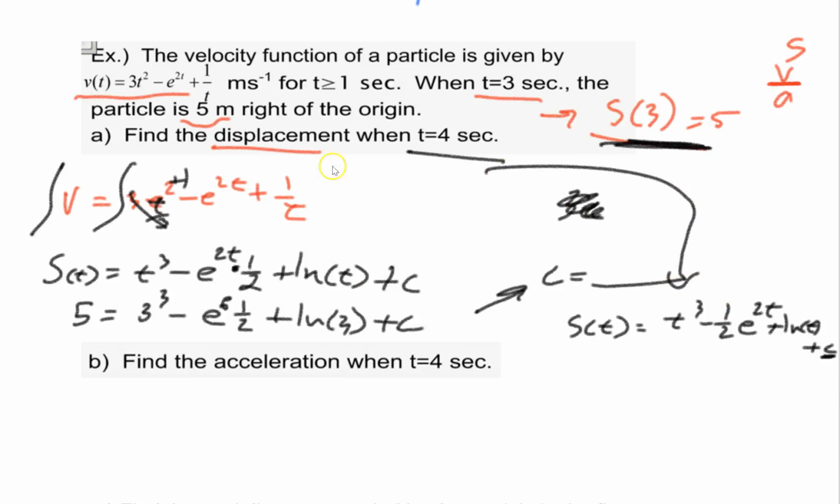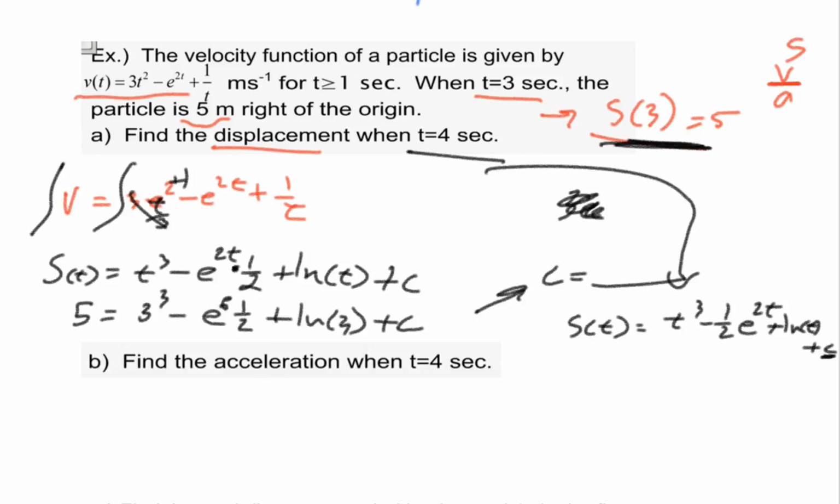So again, the way I did that, I had to integrate my velocity because I want to get to displacement. So I integrate my velocity, and I got this mess. Then it tells me when I plug in 3 it equals 5. So I'll plug in 3, set equal to 5, solve it, probably use the calculator, get some decimal. Don't forget to plug it back in for your c. And once you do that, they want displacement at 4 seconds. So plug in 4.